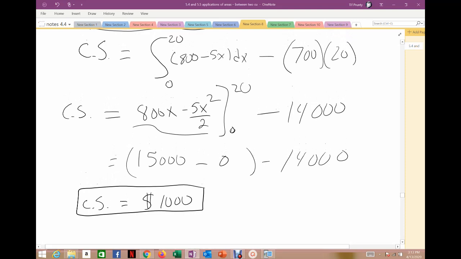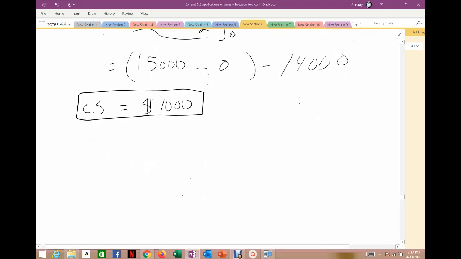I will add to this, so this isn't in the notes. I meant to add part D. We will be finding the producer surplus. So I'm going to add part D, find the producer surplus, and I'm going to do this on the calculator.